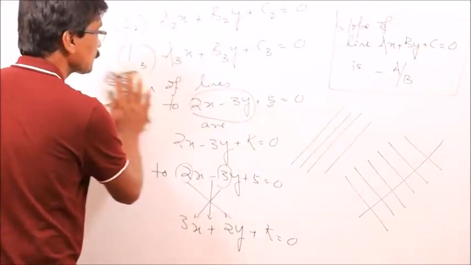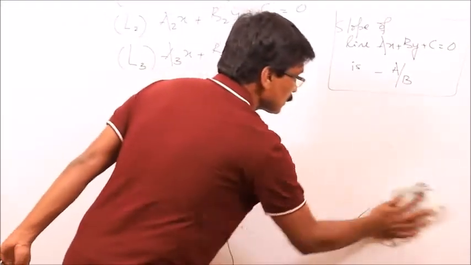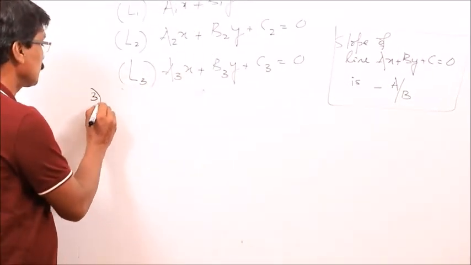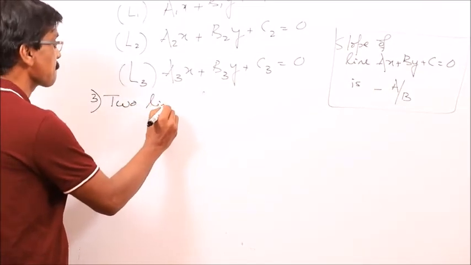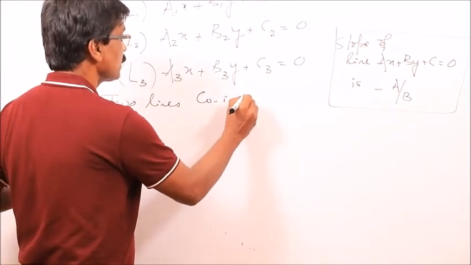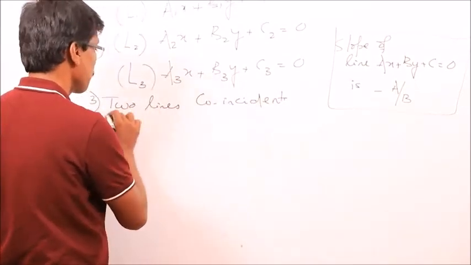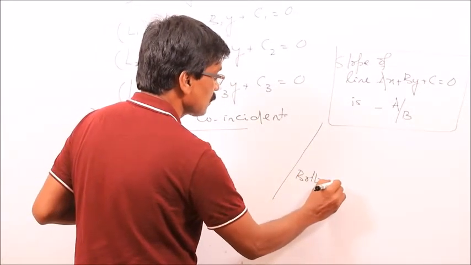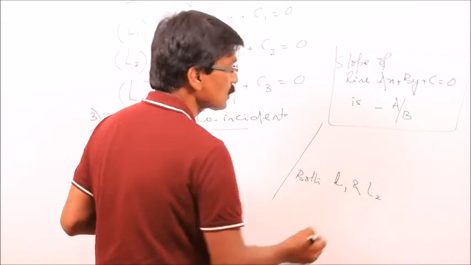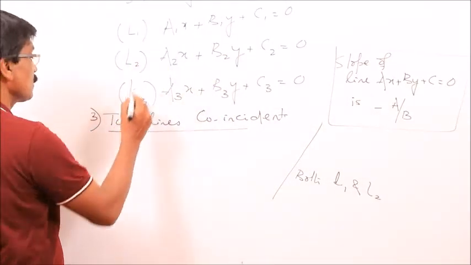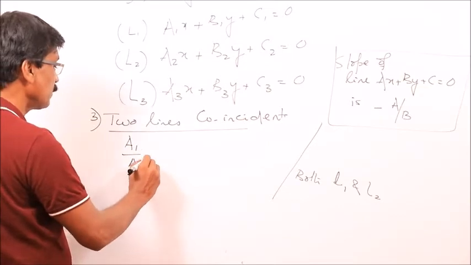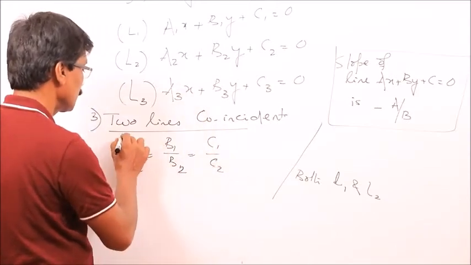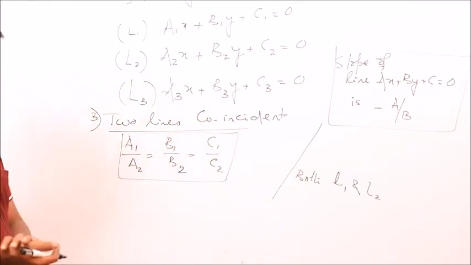Next we have two lines coincident. So coincident means these two lines merge into one line. So this is both L1 and L2. So the condition is A1 by A2 is equal to B1 by B2 is equal to C1 by C2. So two lines superimpose each other.